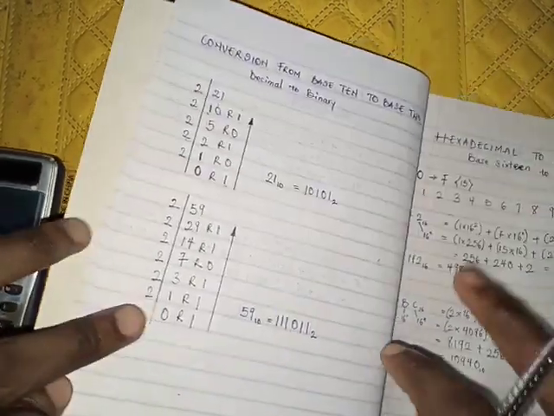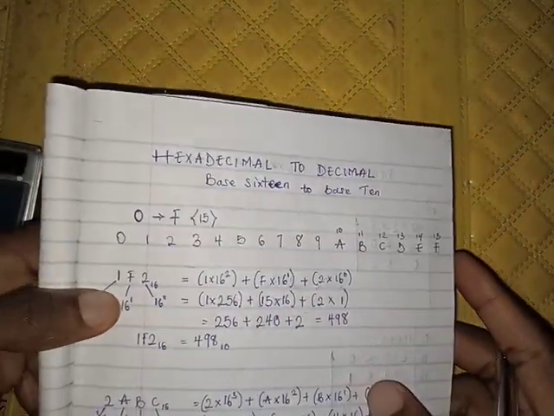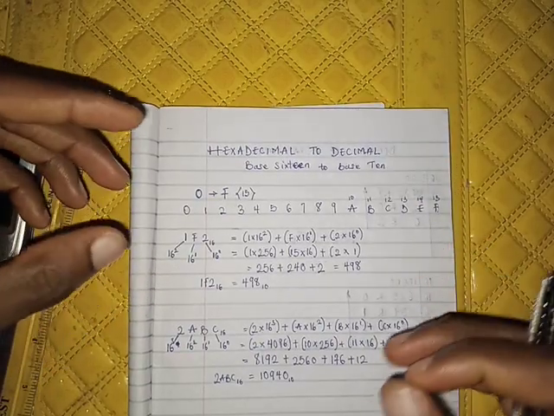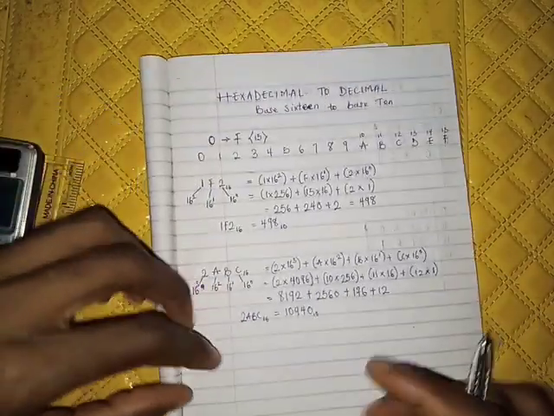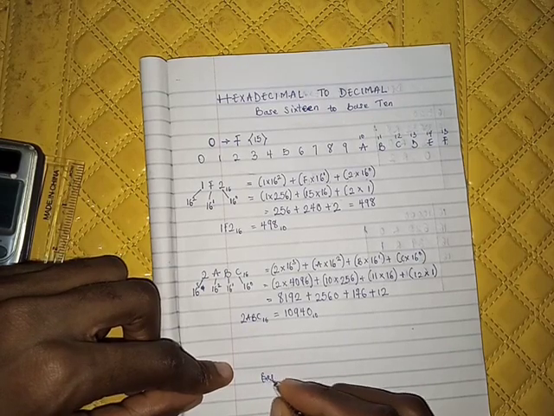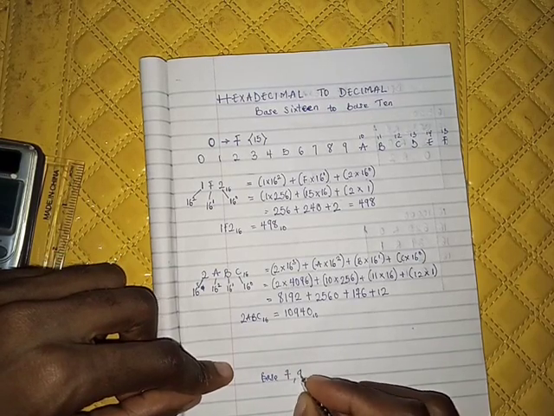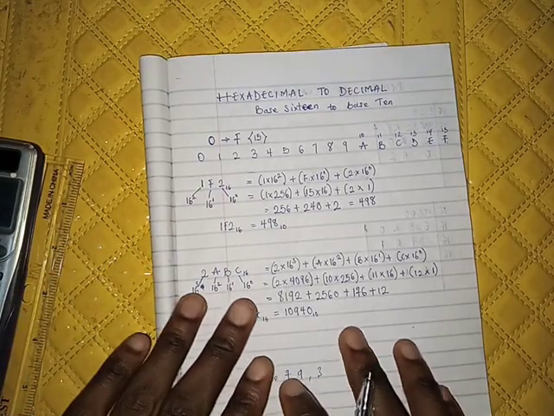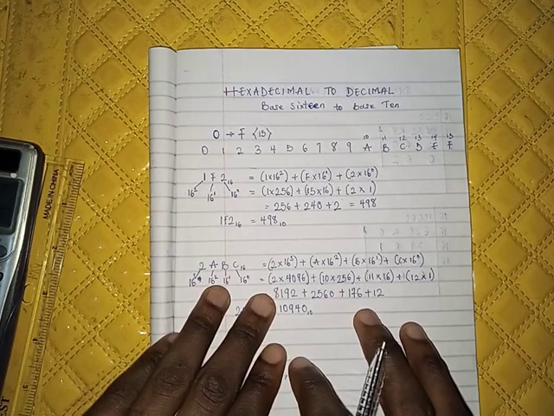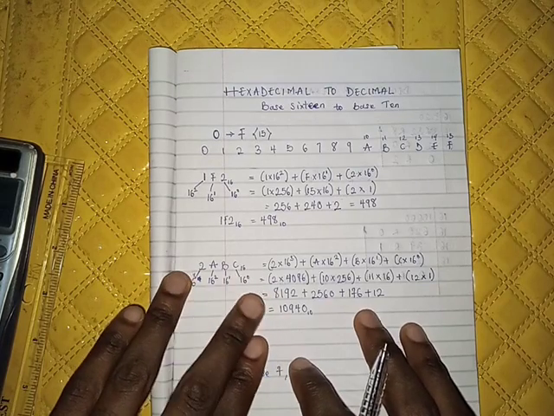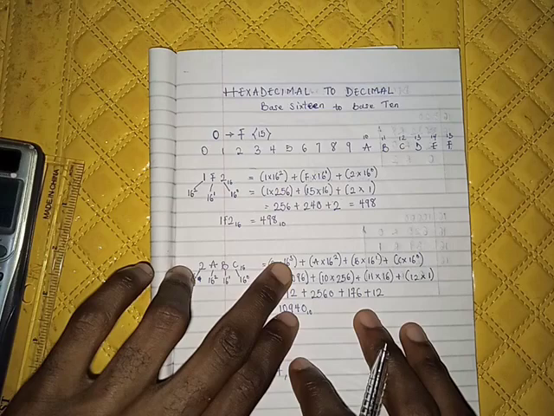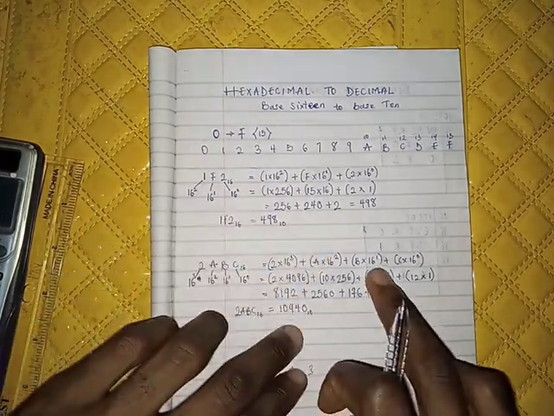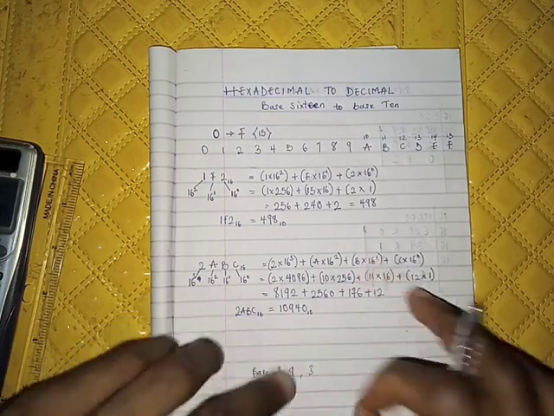I also want you to know that when we are converting between other bases, it could be base 7, base 9, base 3, we still use this method. We still use all the method I've shown you. If this was base 7, where we had 16 raised to power 3, it would have been 7 raised to power 3, 7 raised to power 2, 7 raised to power 1.